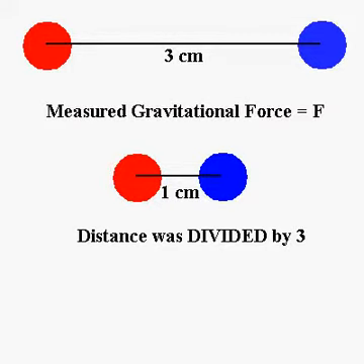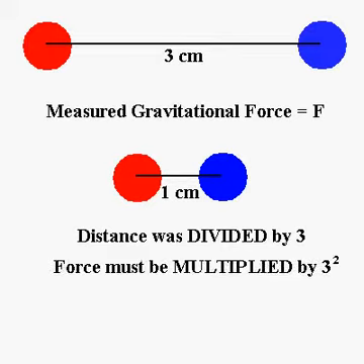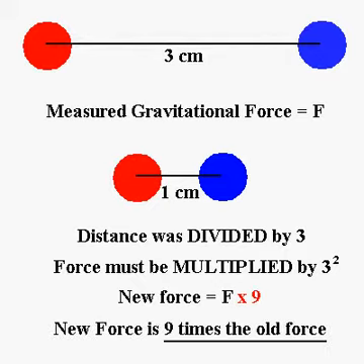Now remember, gravitational force is inversely proportional to the square of the distance. So that means whatever I did to the distance, I have to do the opposite to the force, and I have to square it. So if the distance was divided by 3, the force must be multiplied by 3 squared. Well, 3 squared is 9, so that means the force must be multiplied by 9. In other words, the new force is 9 times stronger than the old force.